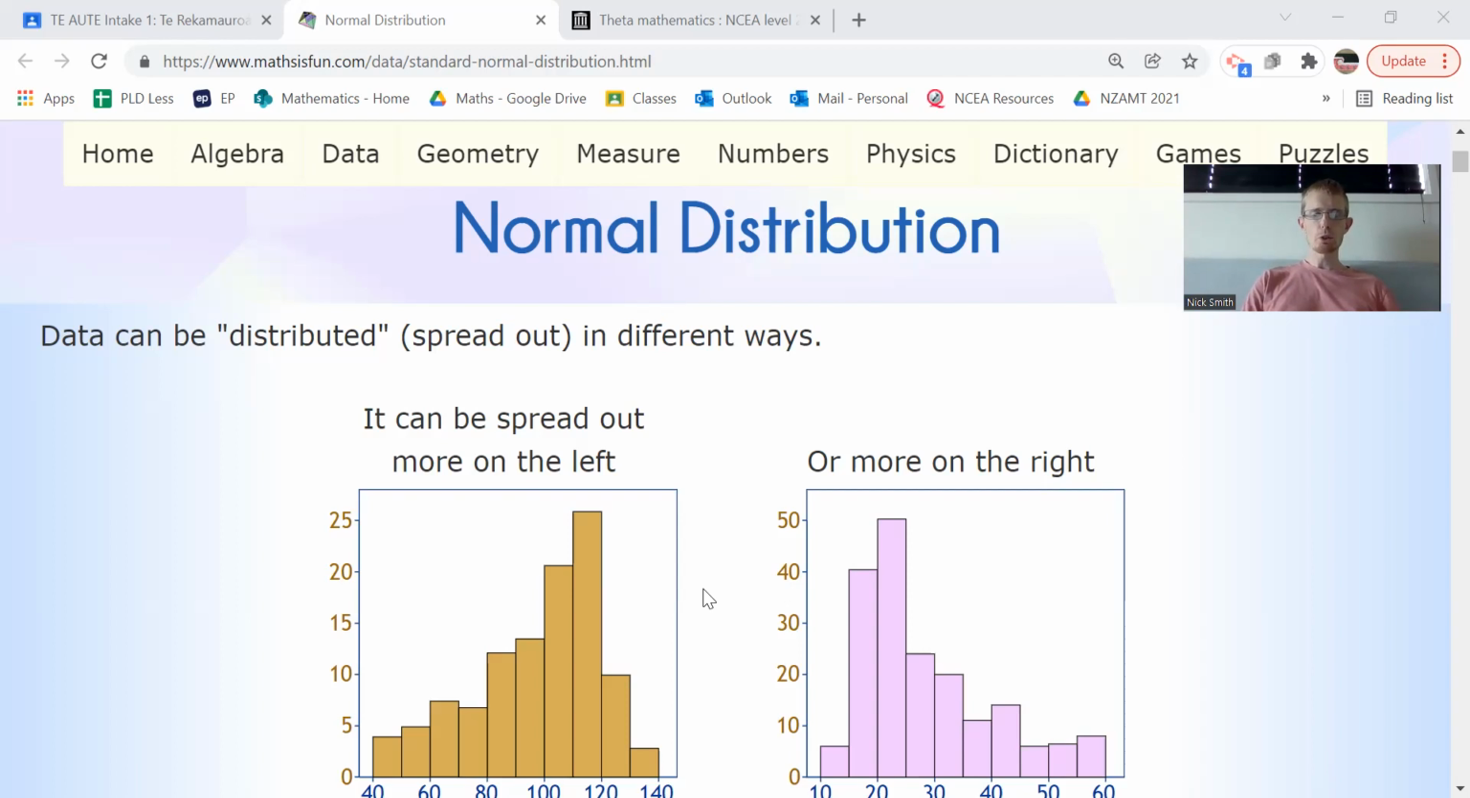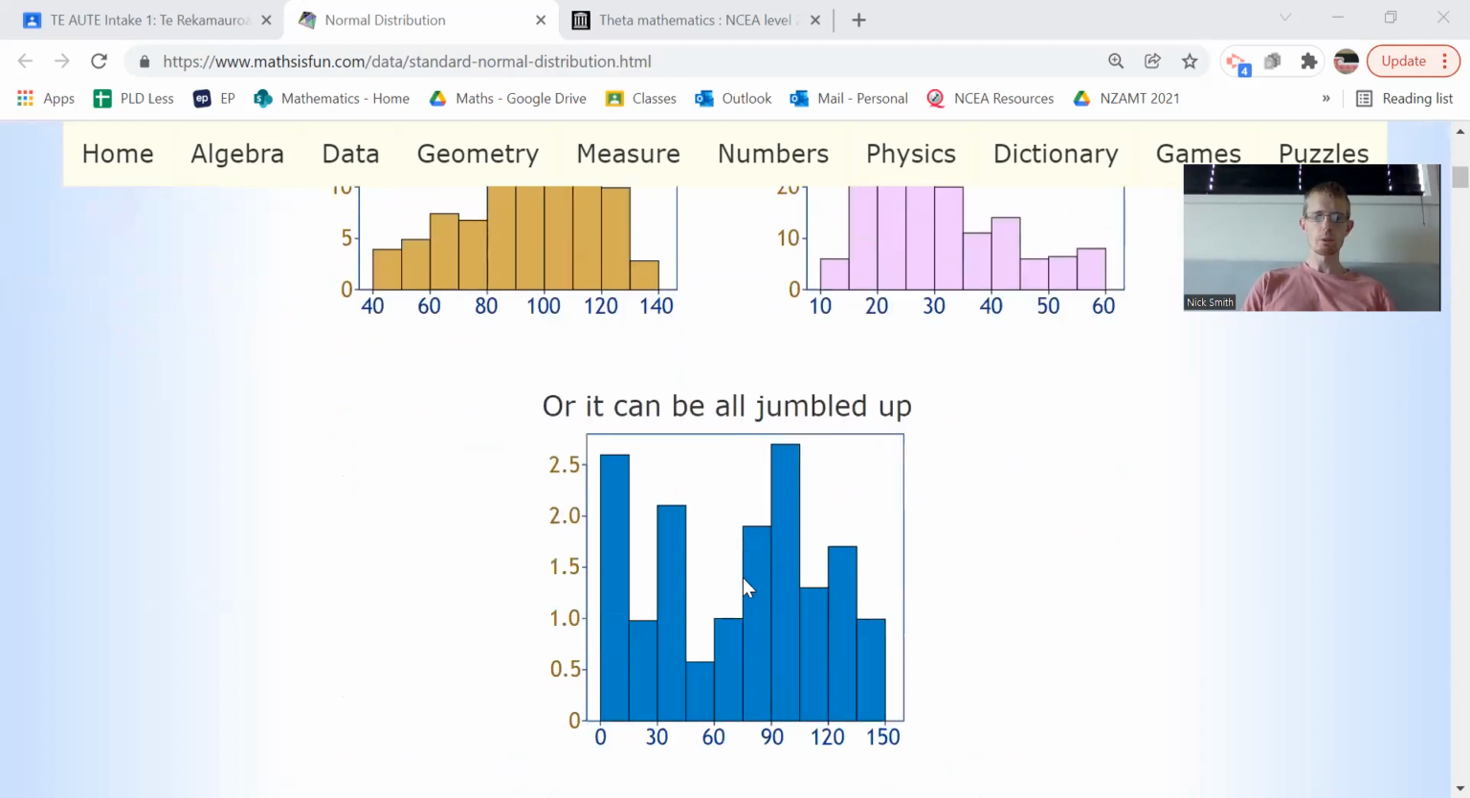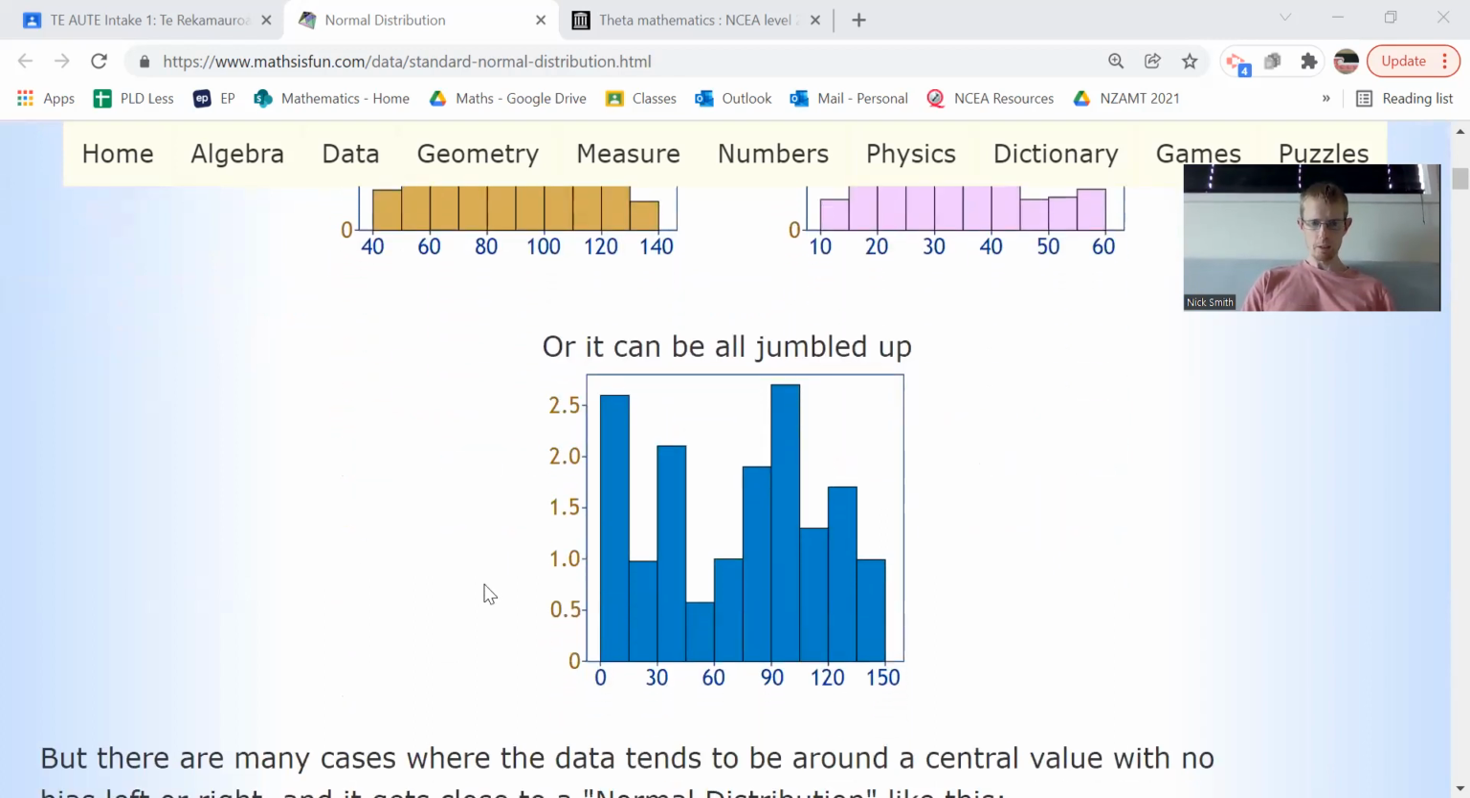So normal distribution, like we said, it's about how data is spread out. And we can see data spread out in lots of different ways. Sometimes it's spread out more to the left. We'd call that skewed to the left. Or sometimes it might be more to the right, skewed to the right. Or sometimes it's all jumbled up like this.